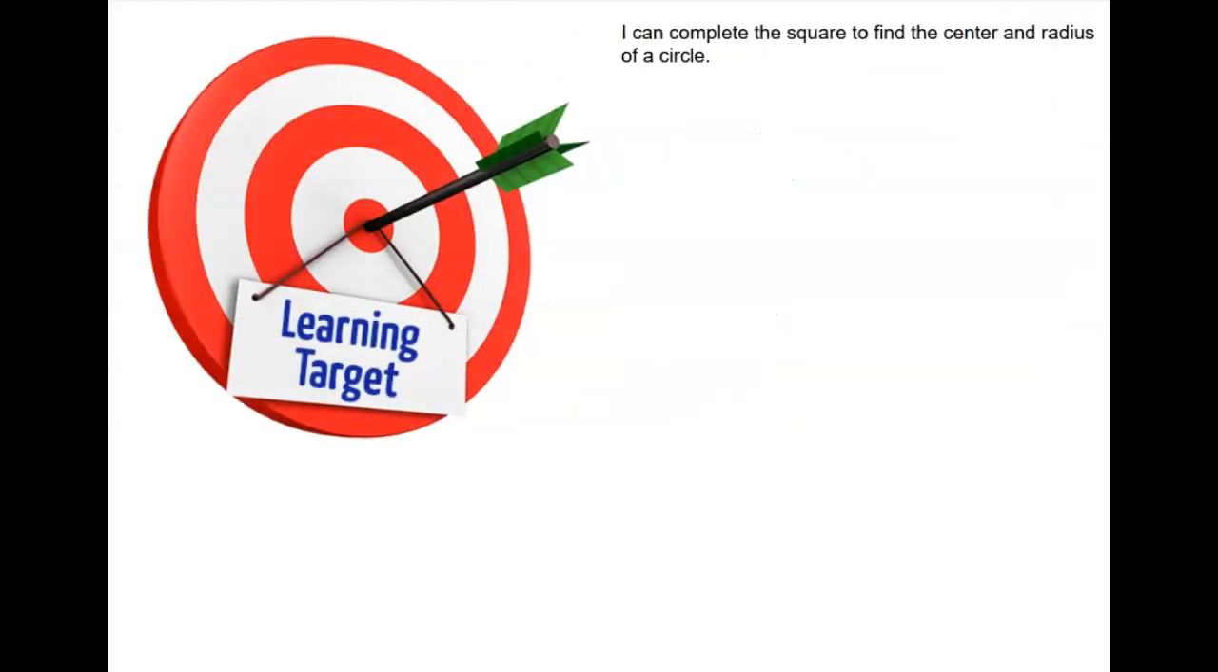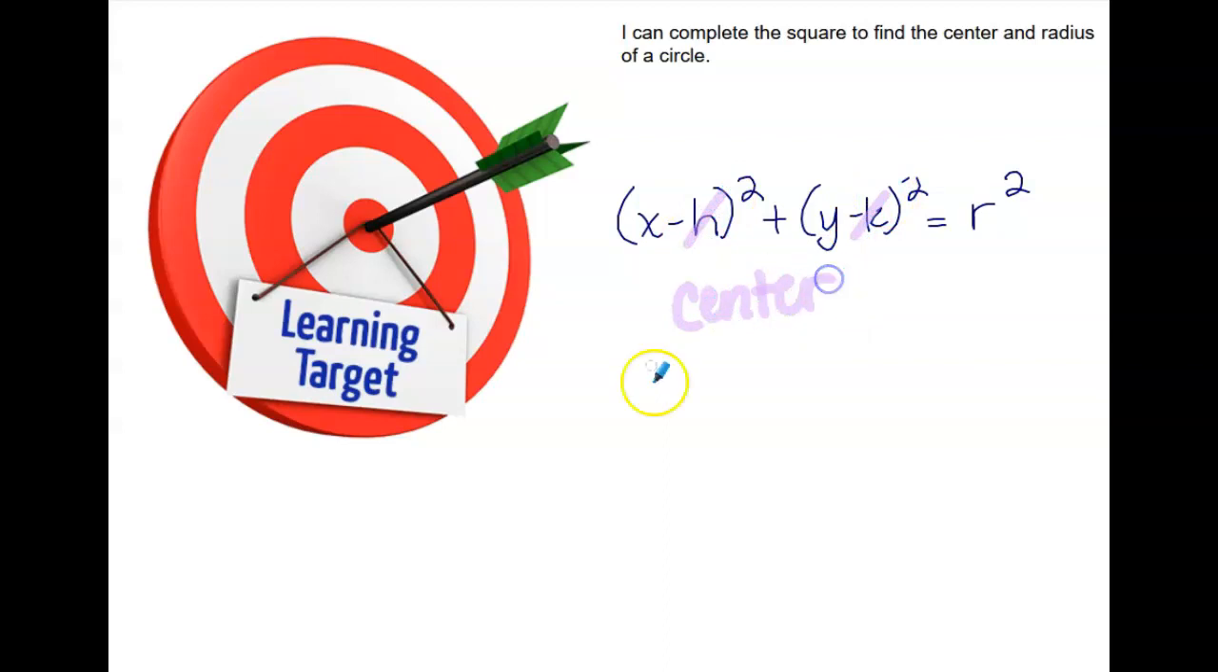In order to be able to find the center and the radius of a circle, we need it to be in this form. So remember, we've got this form: (x - h)² + (y - k)² = r², the radius squared. Now, a couple of things I want to point out. Number one, these two will give you the center of your circle, but you have to switch the signs. This is the part where most people get confused.